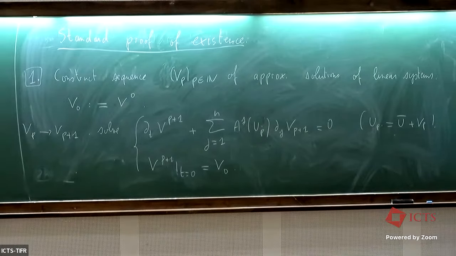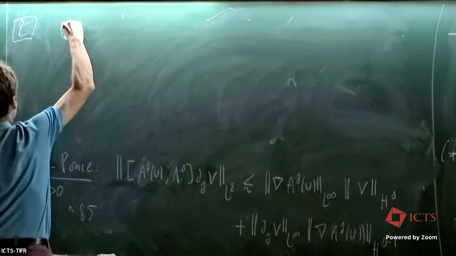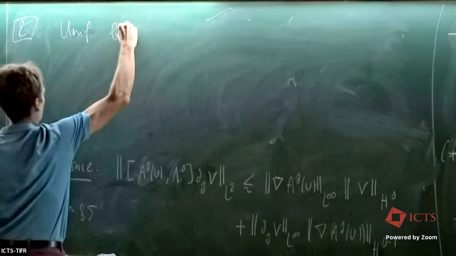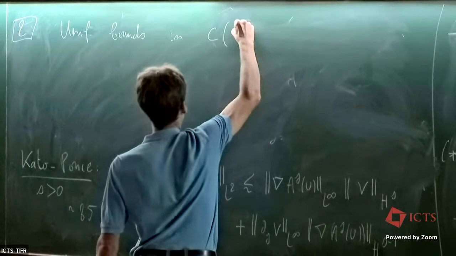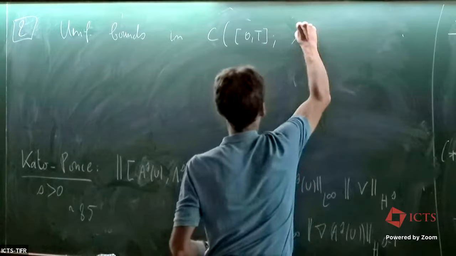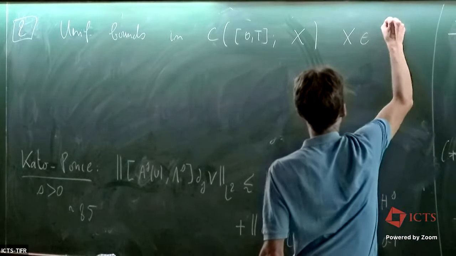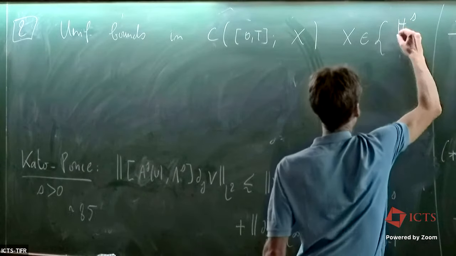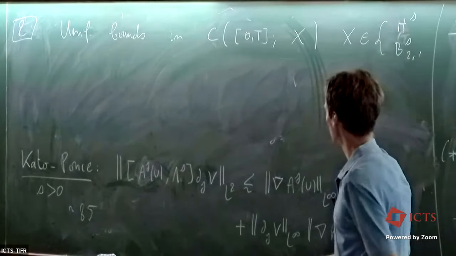So the difficulty is to get uniform bound. Steps 1 and 2 are, in general, done together, but you have to prove uniform bound in, let's say, C0 of X, where X may be either a Sobolev space or a Besov space. It depends on what you want to do, or on any space in which you can prove estimates.